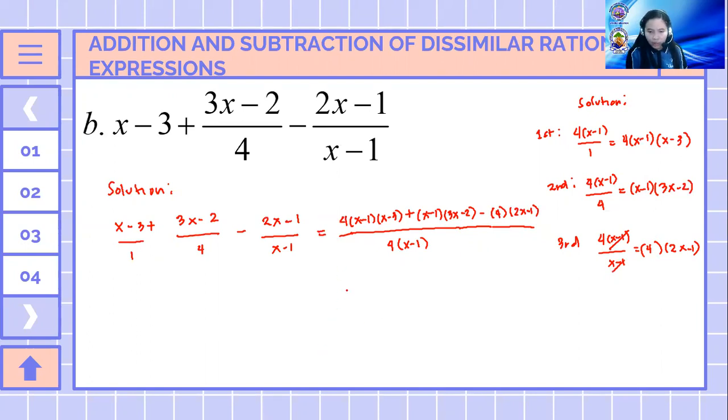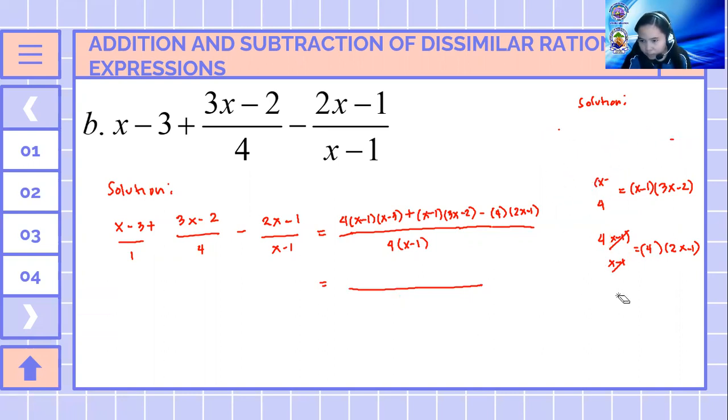Now let's simplify this one. We will use the FOIL method for the multiplication of binomials, and for this one, you can use the distribution property of equality. Let's have first the FOIL method. This one, x minus 3 times x minus 1 times x minus 3. So let me erase this part so that we have space. I just need some space for this solution. So the FOIL method.